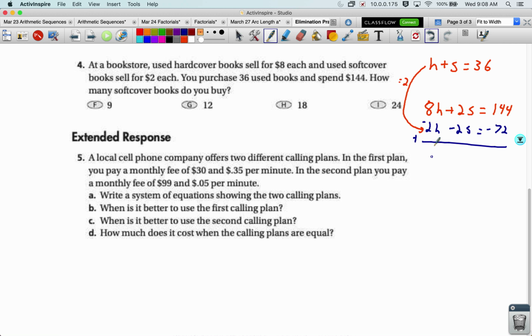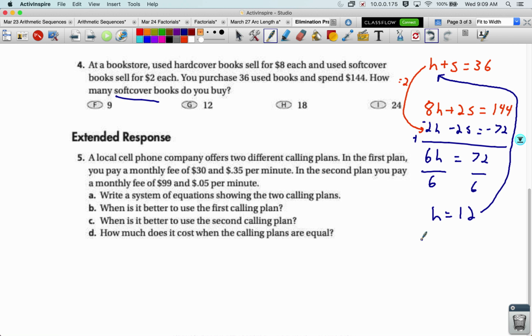Add these together, I would get 6h equals 144 minus 72 is 72. Divide by 6, we get the number of hardcovers equals 12, but that's not our answer. It says how many softcover books do we buy? So plug that back in. We'll just plug it into that very first equation right there. 12 plus s equals 36, minus 12 from both sides. S equals 24.